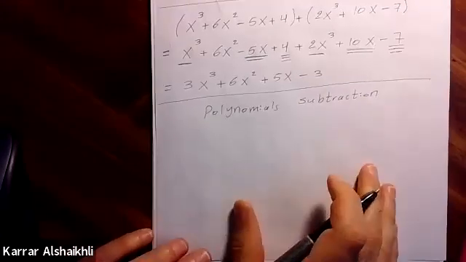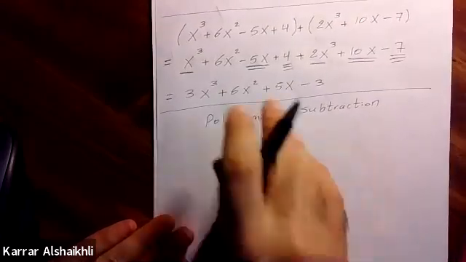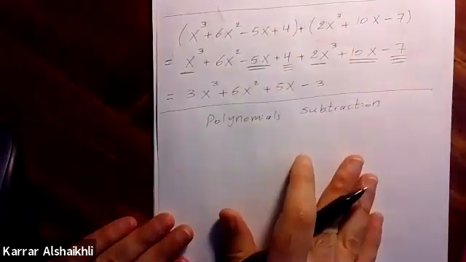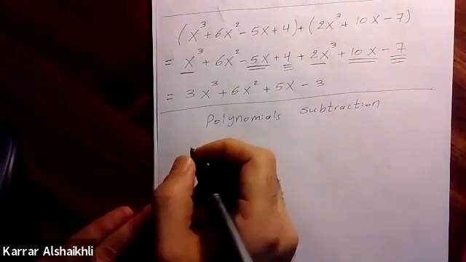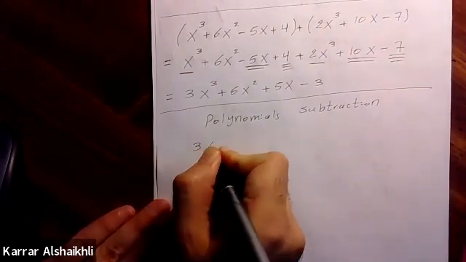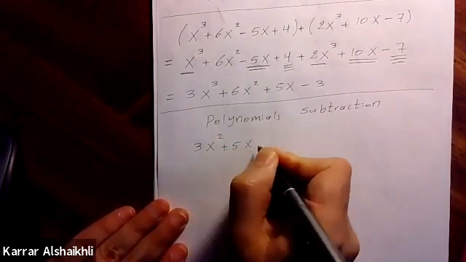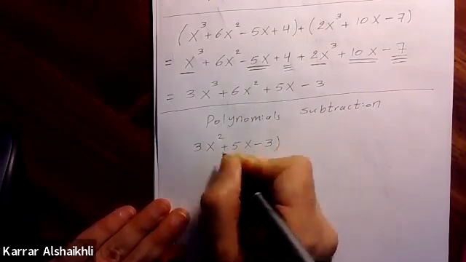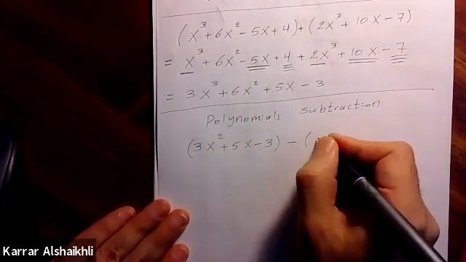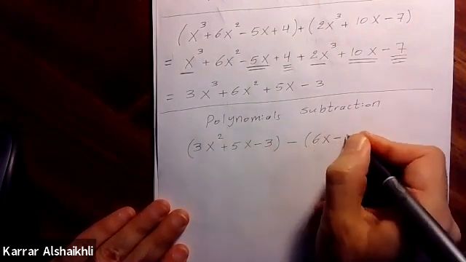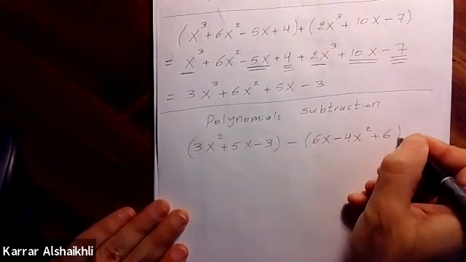How are we gonna do the polynomial subtraction? We're gonna do exactly the same thing. I'm gonna take exactly the same example here, the first example, but I'm gonna change the sign between these two polynomials. So if we have 3x squared plus 5x minus 3 minus 6x minus 4x squared plus 6.